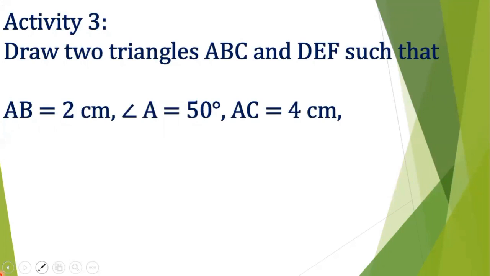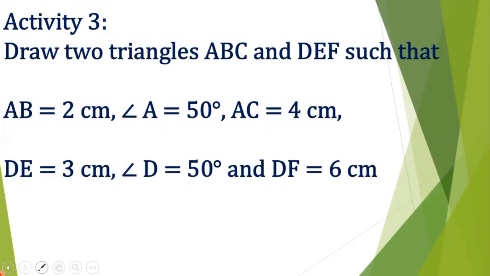Now third activity, for another criteria, draw two triangles ABC and DEF such that AB 2 cm, angle A 50, AC 4, DE 3 cm, angle D 50 degree, DF is equal to 6 cm. Now see here, AB by DE is equal to 2 by 3. Angle A is equal to angle D, and AC by DF is equal to 2 by 3.